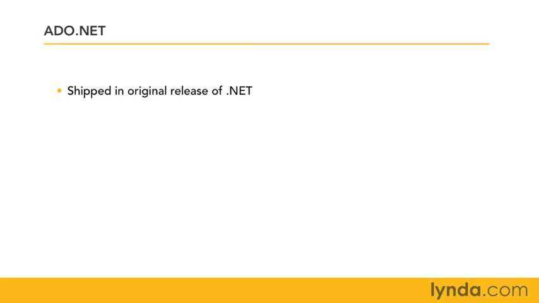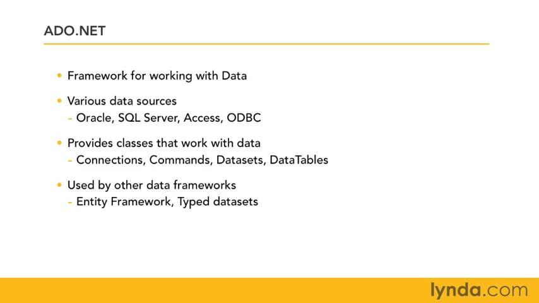ADO.NET shipped in the original release of .NET and has seen steady change over the years. It works with data in many sources. This is done by creating a specialized data provider class that knows how to talk to sources like Oracle, SQL Server, Access, and ODBC. There are many useful classes in ADO.NET. There are classes that communicate with the server, like command and connection, and there are classes that permit storing a cached copy of the data on the client, like dataset, data table, data column, and more.